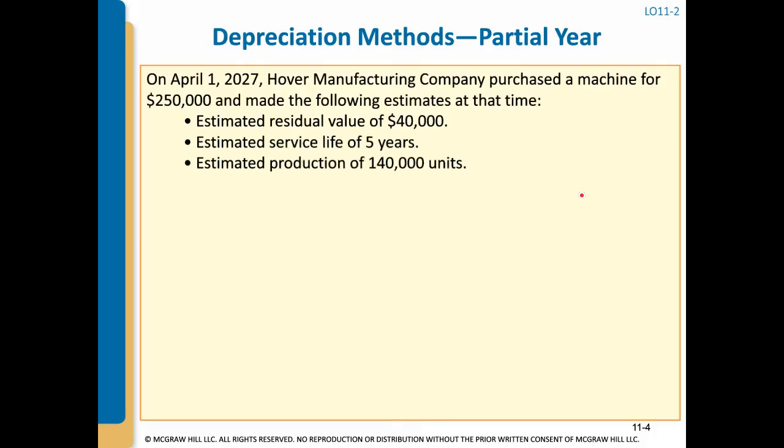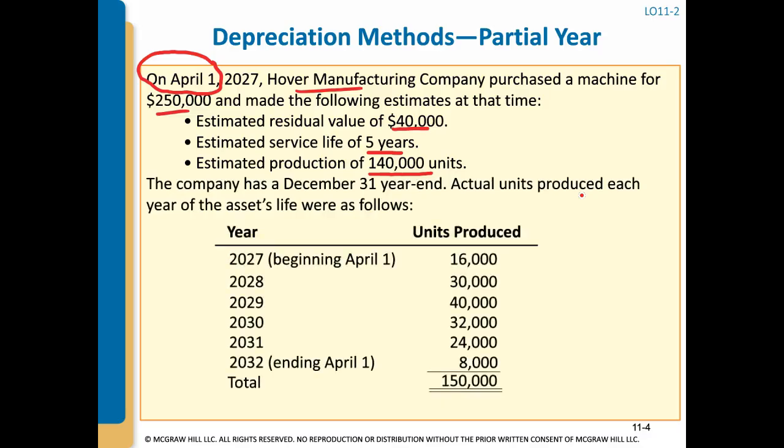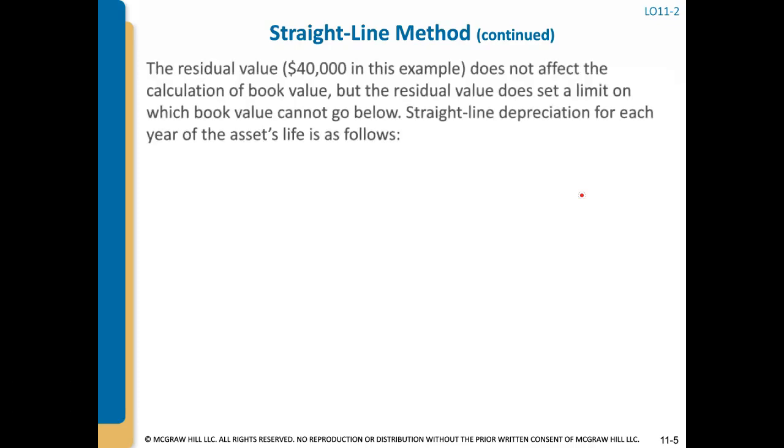Let's go through this example that we've gone through in different videos. On April 1, Hover Manufacturing Company purchased a machine for $250,000 with an estimated residual value of $40,000, service life of 5 years, and estimated production of 140,000 units. Note, here, they acquired the machine on April 1. So far, for previous videos, the purchase date was January 1. So let's see what happens.